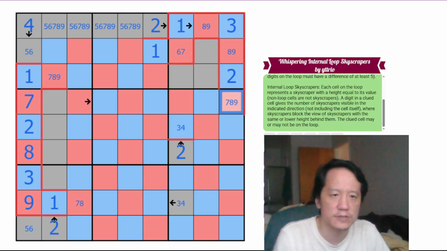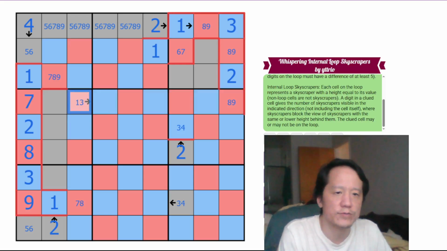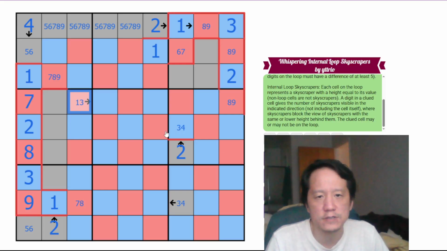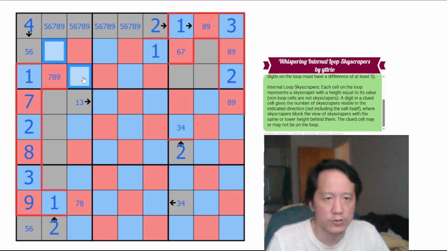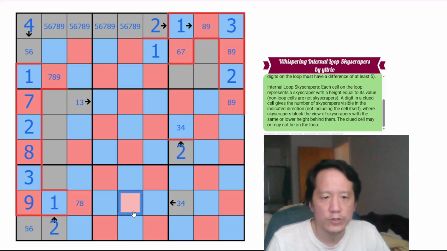This can't be 7 because of the 7 here. Again, this can only see 3 at most. So this is 1 or 3 here that it sees. Therefore, this is not on the loop. It has to go to one of these, and then here, and then one of these. This must go this way. We don't know where next.